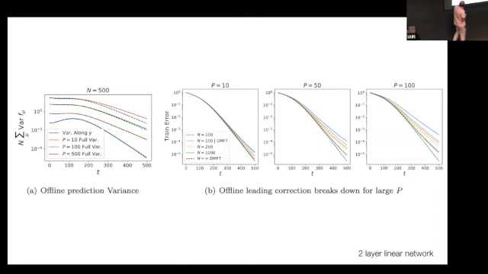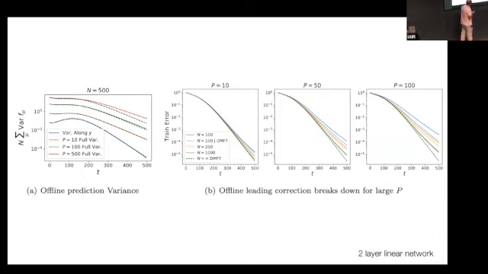So here, this shows a 2-layer linear network. This is the simplest case we can work out analytically. The left-hand side shows that our calculations can capture the variance with respect to the predictor, which was supposed to be 1 over n. So this is n times the predictor. But the more interesting part is over here.